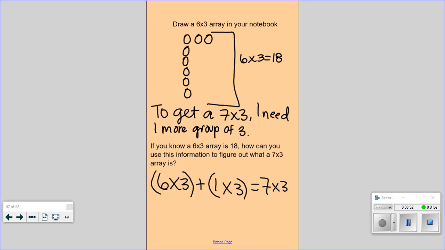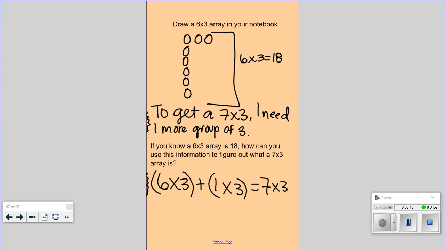That's a really long, fancy-looking equation. But you know what that means. You just wrote it in English above. 6 groups of 3 plus another 1 group of 3 gives me 7 groups of 3. This is the English version right here. And this is the math language version. They say the same thing. They just look a little different. Very different.